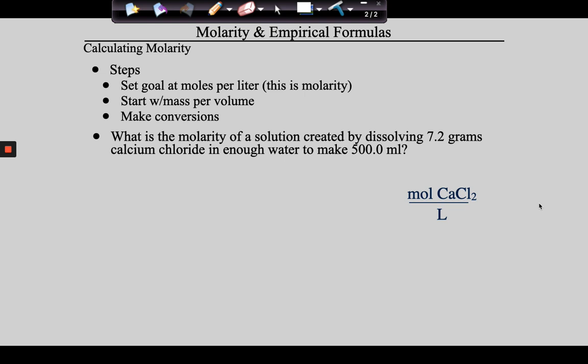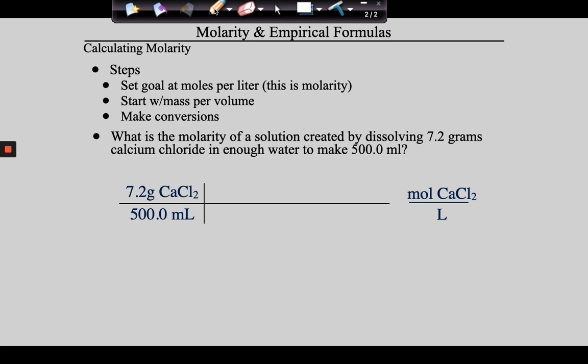So guys, our goal is moles over liters, and please be careful about how you structure this as you're problem solving, one over the other. Now guys, we need a starting point, and our starting point is mass over volume. So we have 7.2 grams of CaCl2, and our volume is 500 milliliters, so it looks like this.